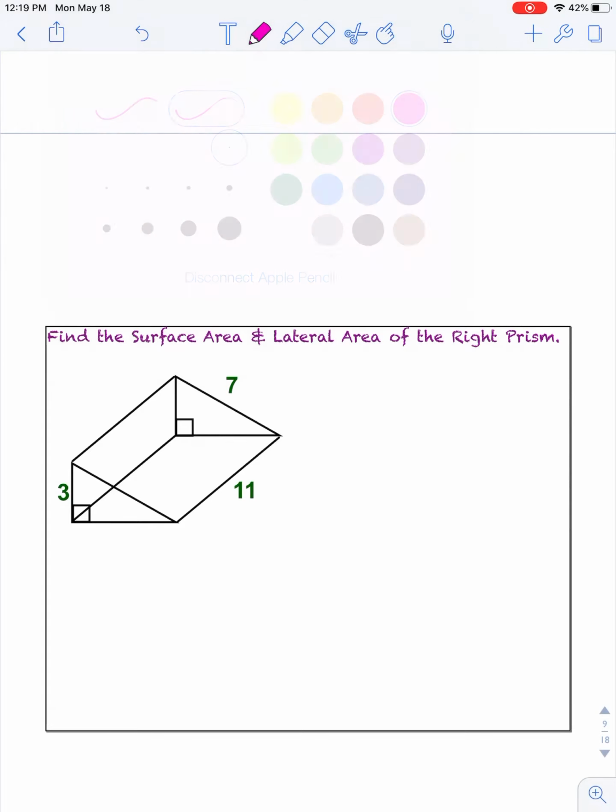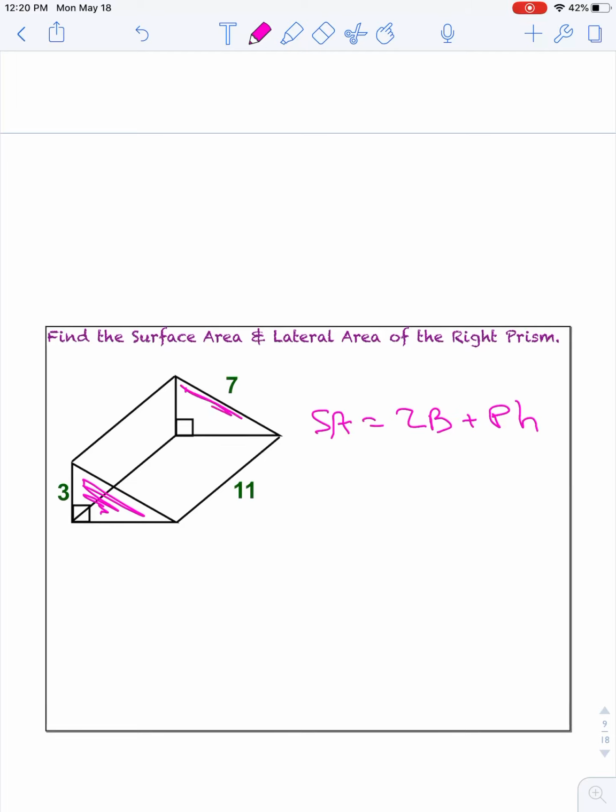Okay, so one thing you always need to do is make sure you know what the base is. So find the surface area and lateral area of the right prism. So our surface area is equal to the area of the base times 2 plus the perimeter of the base times the height. So start with that. Well, your base right here is actually a triangle. This is your base. Okay, so to find the area of that base, you need to have this base right here. That's a lowercase b, and we have an uppercase B, so you have to be careful. But when we're calculating the area of that base, we are just going to need to use the Pythagorean theorem.